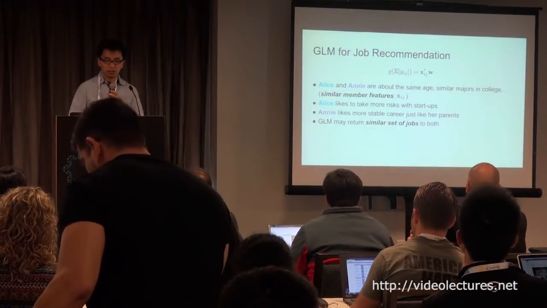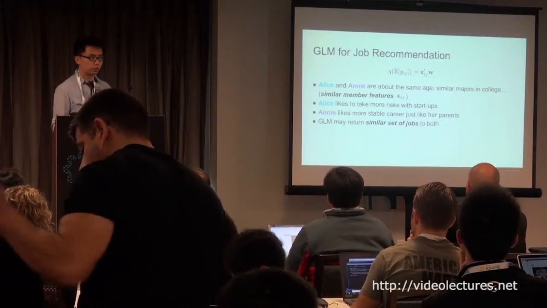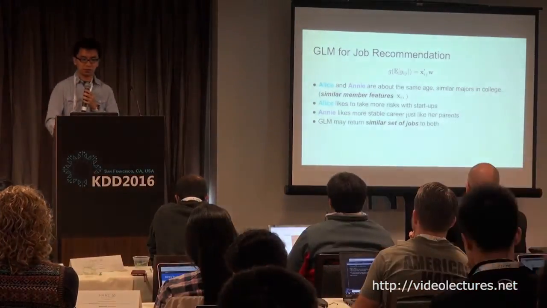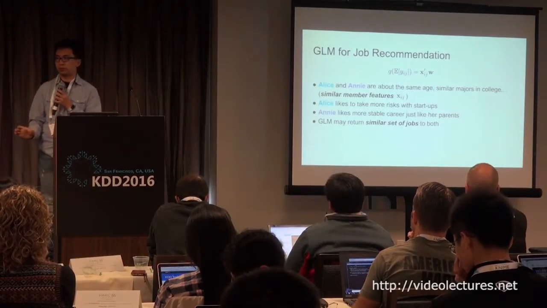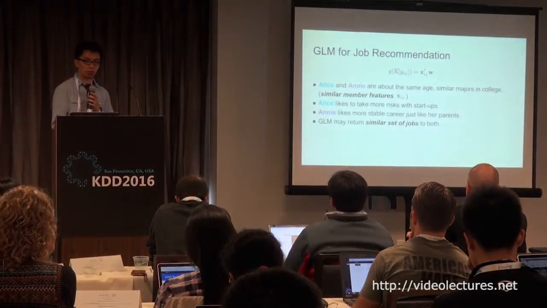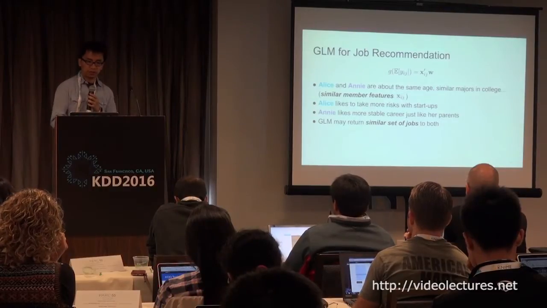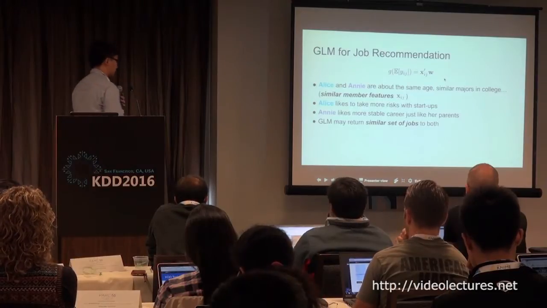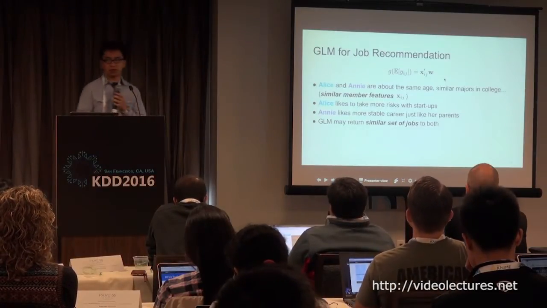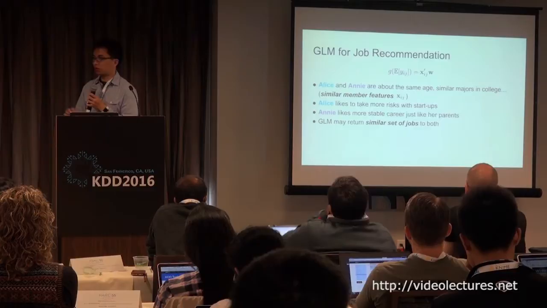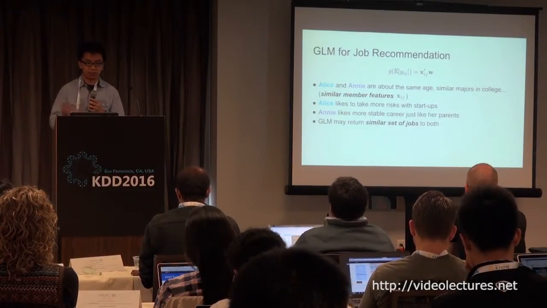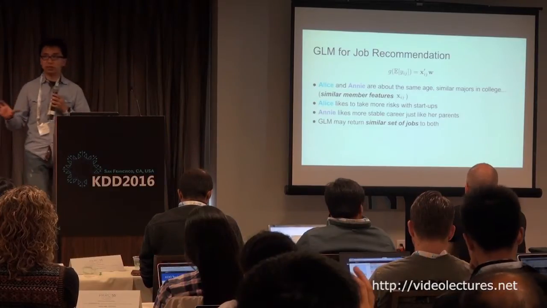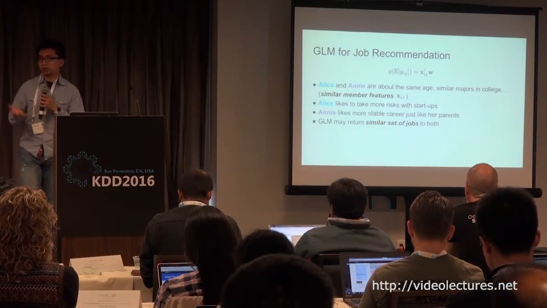So why did we later explore other models like GeoMix? The reason is very simple. Let me give you a very intuitive example of why GLM doesn't work in some cases. For example, in a feature-based model, we have two LinkedIn members, Alice and Annie. They are sisters with very similar backgrounds. They are about the same age, they graduated from the same college, and they have similar majors.